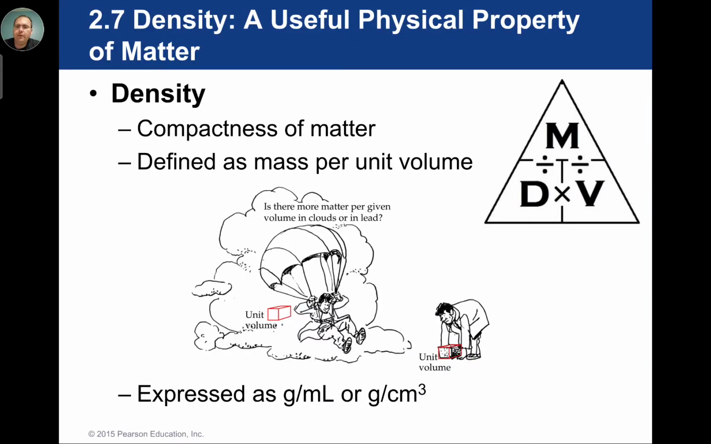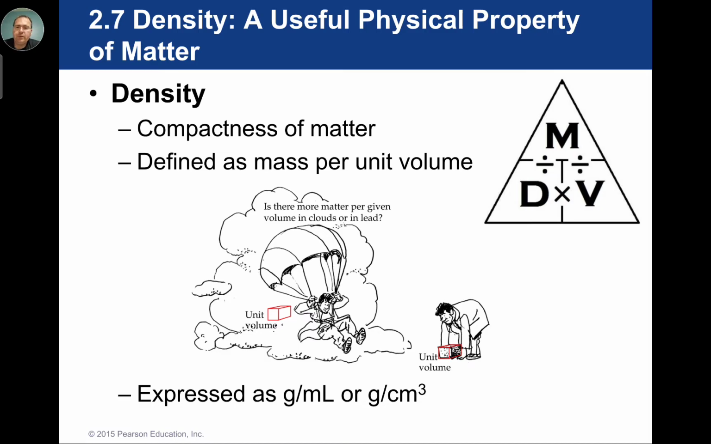All right, density is a great way to practice unit cancellation. Density is defined as mass per unit volume, so it is a compound unit. It's going to be like grams per milliliter for a liquid, and that'll be most common in this chapter. We might see it slightly different in the gas chapter later on.